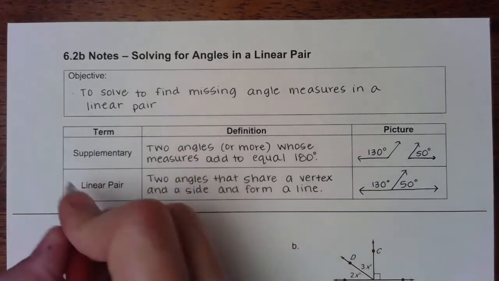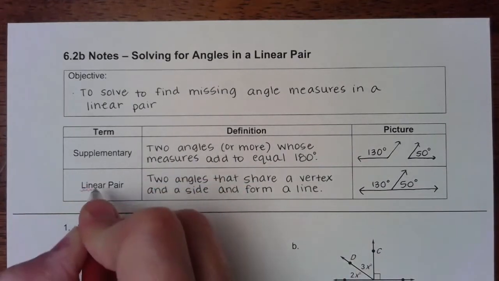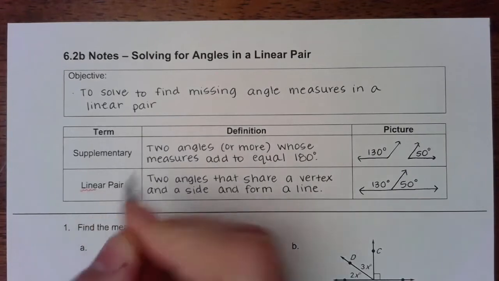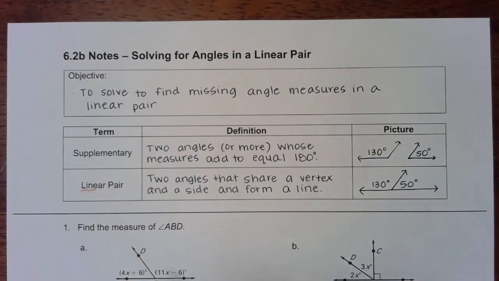And one of the important parts of the definition for a linear pair is that the first four letters in the word spell out the word line. So two angles that make a linear pair add up to equal a straight line, and those angles will always add up to equal 180 degrees.